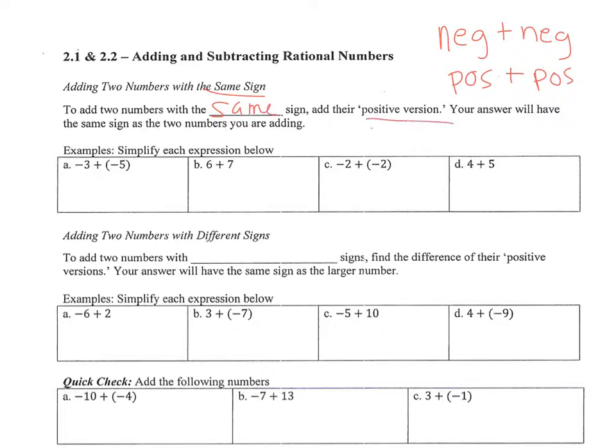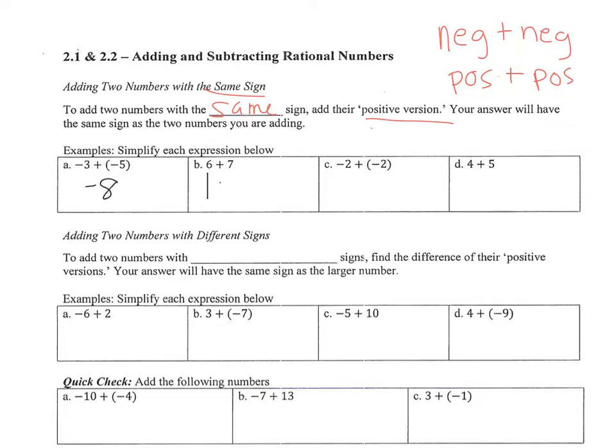add their positive version. So technically we're going to go over this later about absolute value, but you're going to want to add their absolute values. So for example, -3 plus -5. Just think about their positive versions. So what's 3 plus 5? Well, it's 8, so this is going to turn into -8.